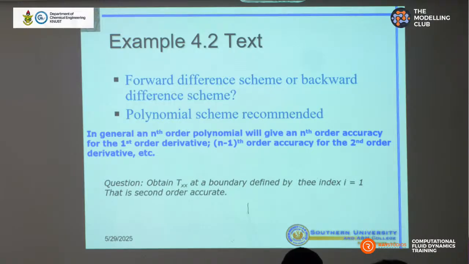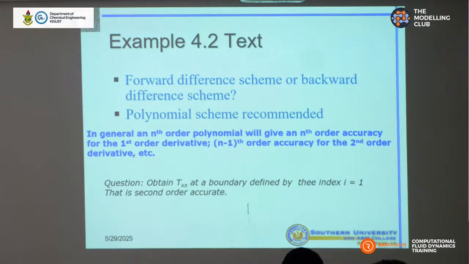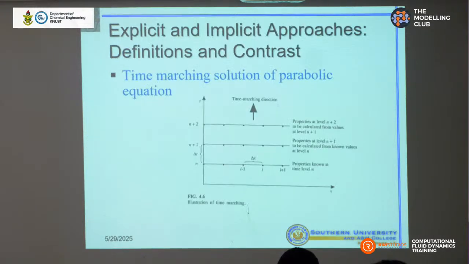And then in general, an nth order polynomial will give you nth order accuracy. Also, a first order derivative will give you n-1 order of accuracy, and a second order derivative will give you n-2 order of accuracy, and so on.